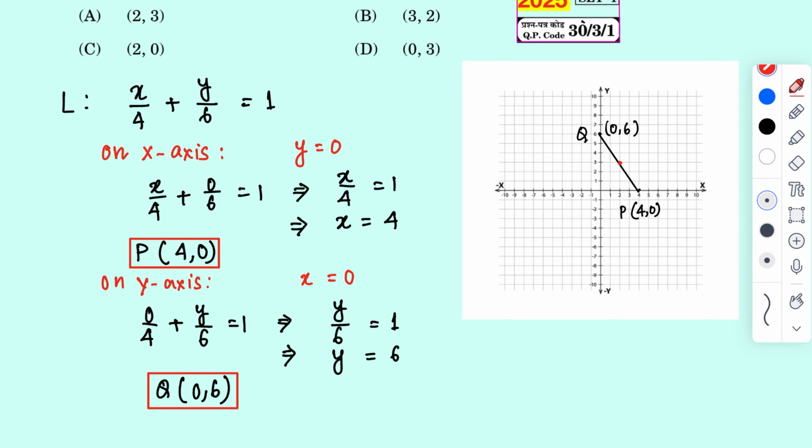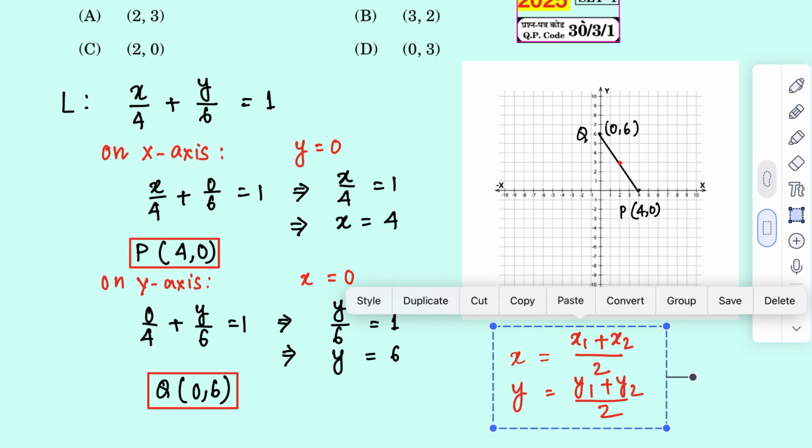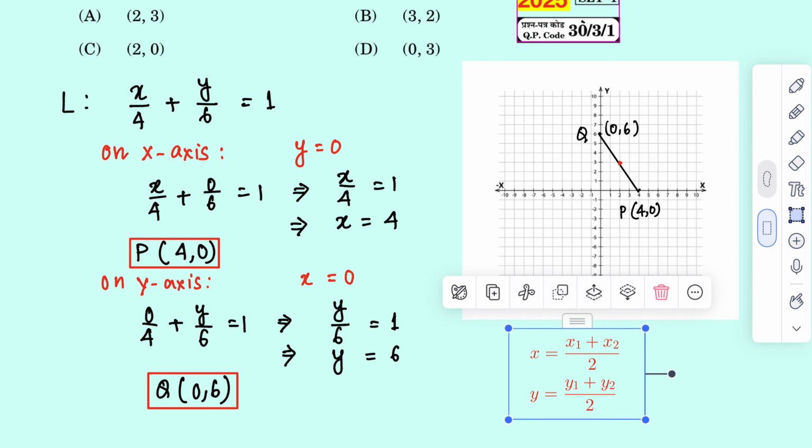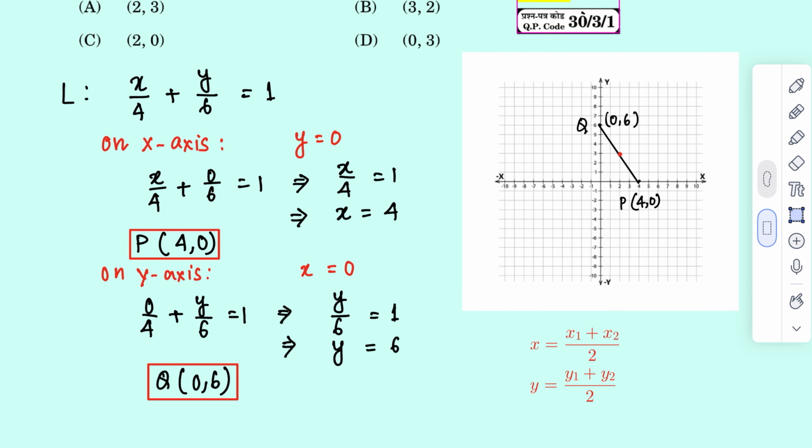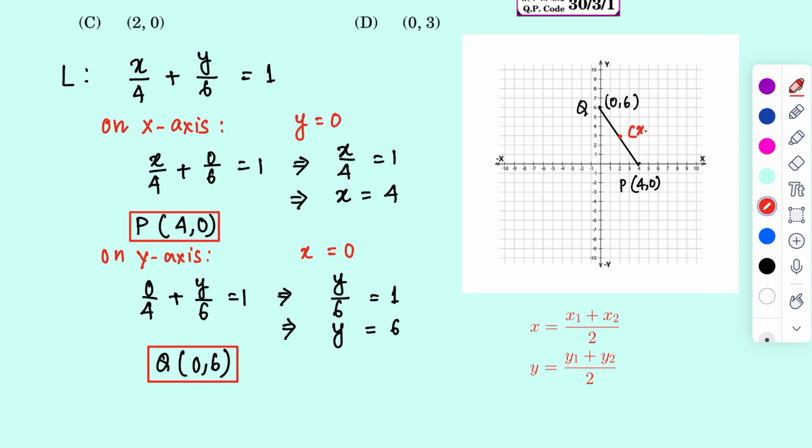Now by midpoint formula, if you will see, midpoint formula tells that x will be equal to x1 plus x2 by 2 and y is equal to y1 plus y2 by 2. These are the midpoint formula. Now we can find the midpoints. This is coordinates xy, I take. P is suppose x1 y1 and it is x2 y2.